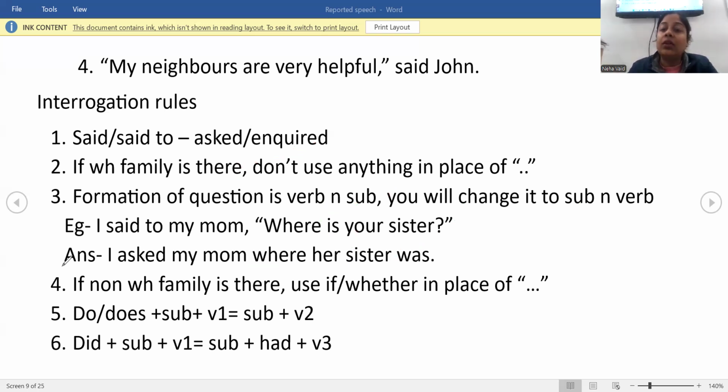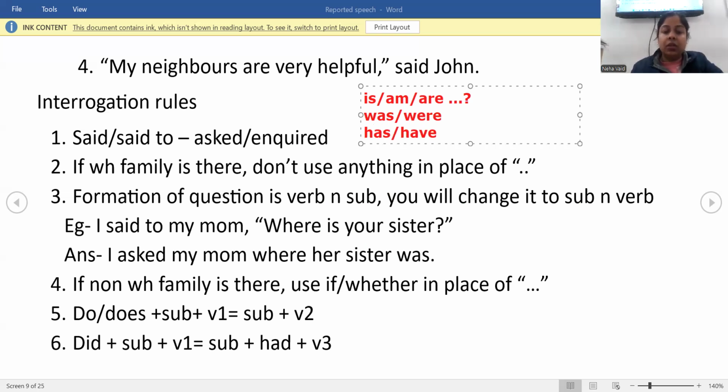Non-WH family means when there is no WH word. So there are different possibilities to ask the question. We can pose the question with is, am, are: are you hungry? Are you from America? Okay, so we are posing a question with is, am, are. We can pose a question with was, were. We can pose a question with has, have, had. We can pose a question with do, does, did.